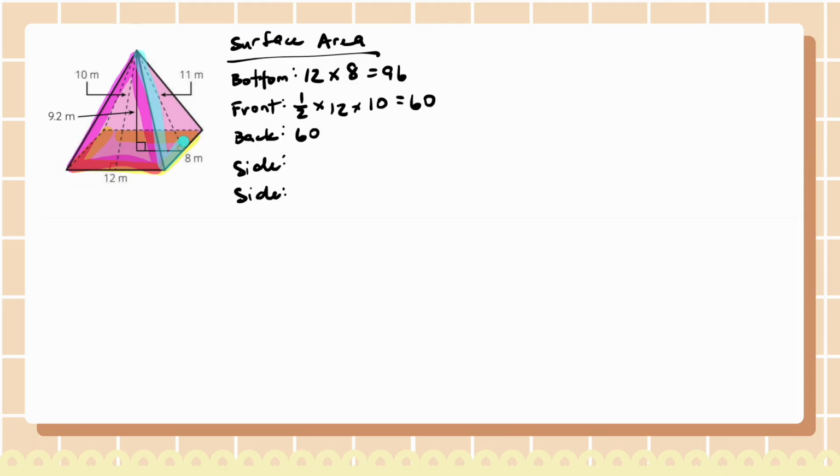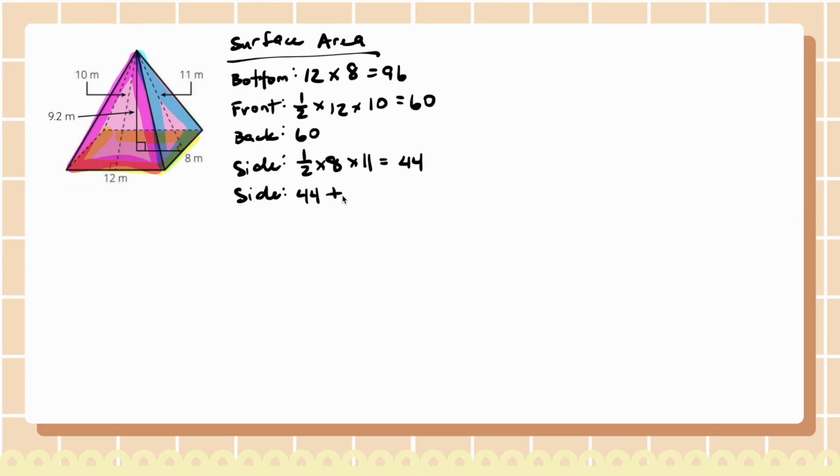Okay, the last sides that we have are on the right and the left. So for this triangle, notice that the base and the height are completely different from the front. The base of this triangle is 8 and the height of the triangle is 11. So if I plug that in, 1/2 times base 8 times height 11, that's going to get me 44. So notice that the 2 triangle areas are different. If this side is 44, that means our other side is also going to be 44.